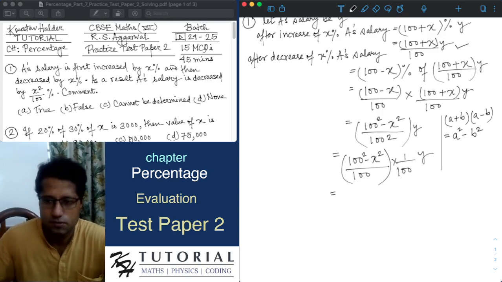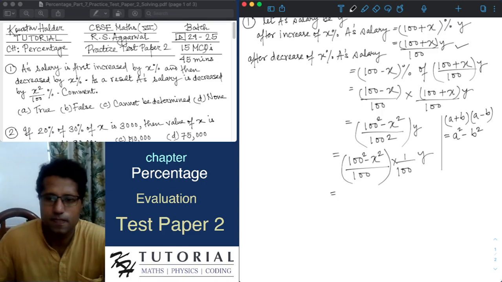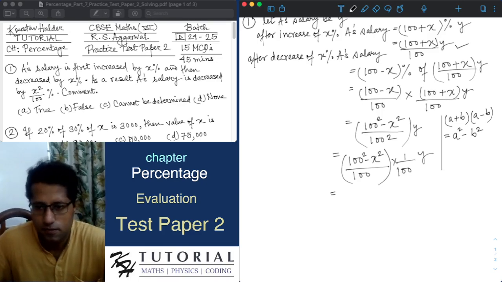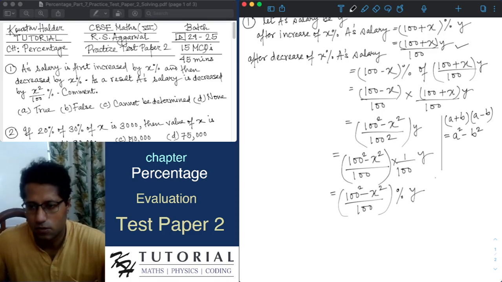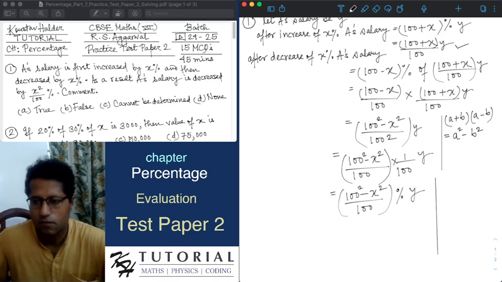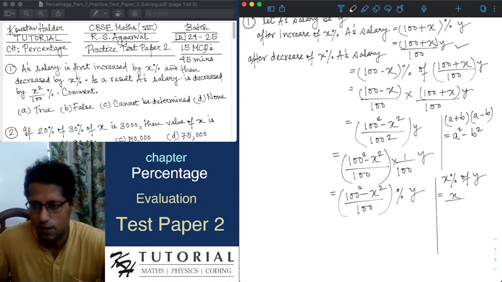What can we say about this? The final salary of A in terms of y and of course x. This we can say as (100² minus x²) by 100% of y, because we know that x% of y equals x by 100 multiplied by y.